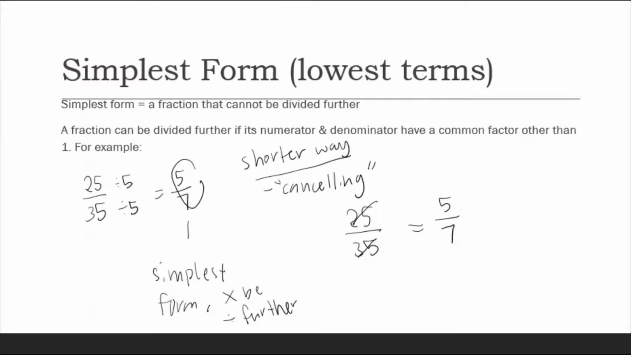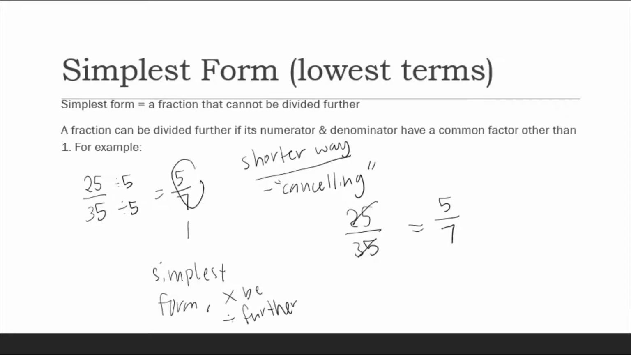Simplest form is simply a fraction that cannot be divided further, due to numerator and denominator not having a common factor other than 1. For example, 25 over 35 can be further divided into 5 over 7 since they have a common factor 5. Whereas 5 over 7 cannot be further divided since they don't have any common factor other than 1. Therefore, 25 over 35 is not in its simplest form, but 5 over 7 is.